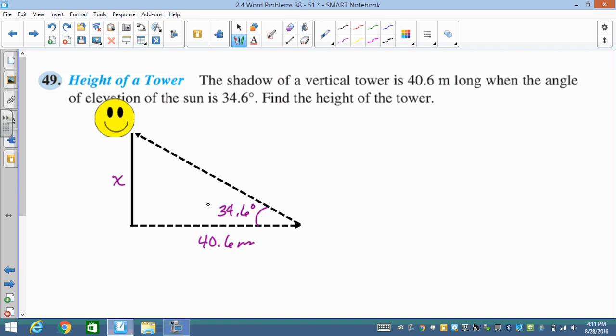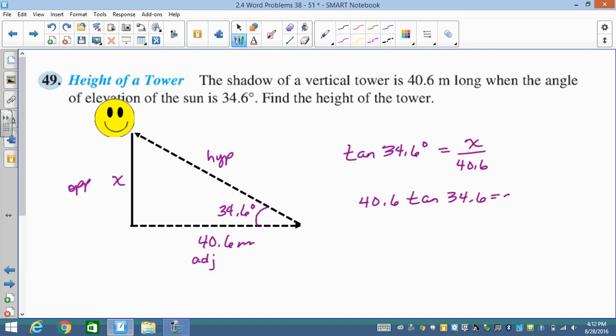From my angle, this would be opposite, this would be adjacent, and there's my hypotenuse. Don't worry about my hypotenuse. I'm looking for my opposite side, and I have the adjacent, so we're going to use tangent. Tangent of 34.6 degrees equals x over 40.6. Multiply both sides by 40.6, and we get 40.6 tangent of 34.6 equals x.